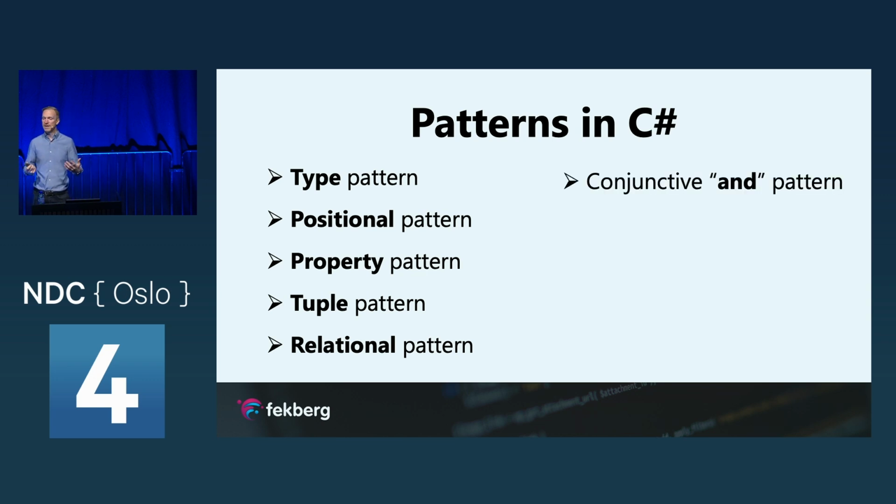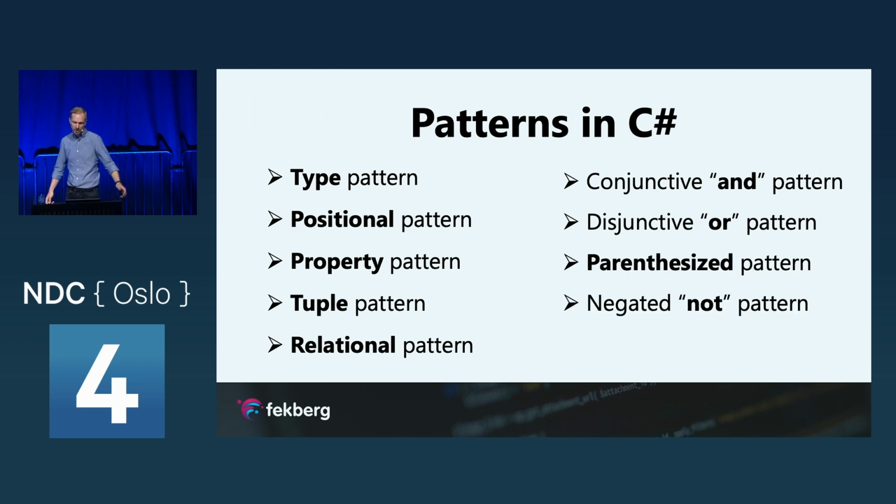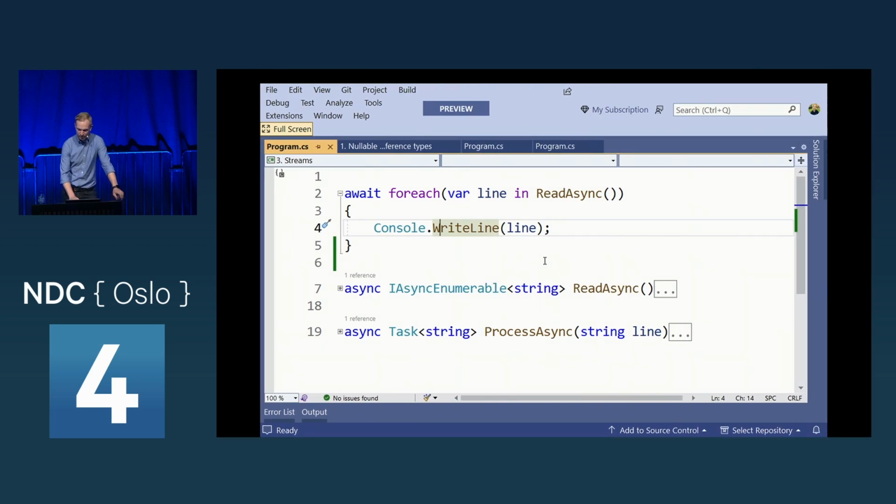I can group these together to, for example, say people between 18 and 40 or 18 and 100. I can use OR to exclude elements. I can use parenthesized patterns, negated not, recursive patterns, and in C# 11 we also got something called a list pattern. So now you know all about patterns. No, kidding. We're going to jump into Visual Studio and actually look at how these are applied.